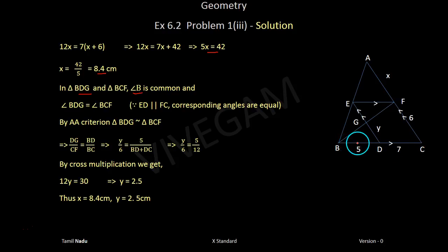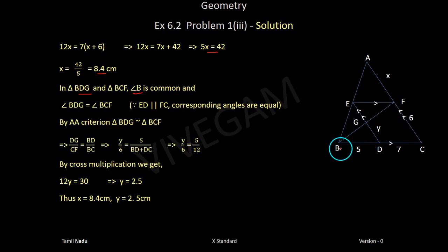Then these two lines are parallel, which means angle BDG will be equal to BCF. So these two angles are equal. In these two triangles, two corresponding angles are equal, which means both the triangles are similar by AAA criteria. So that is triangle BDG is similar to BCF.